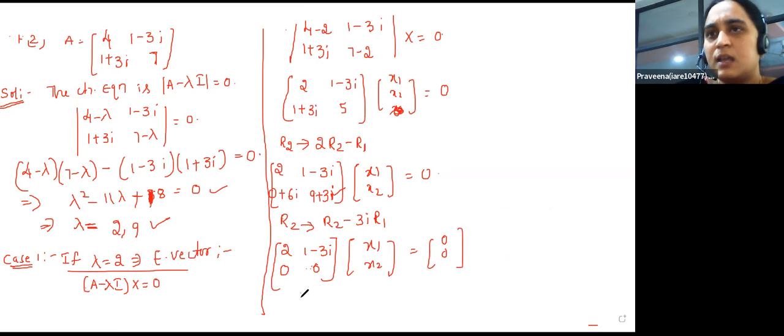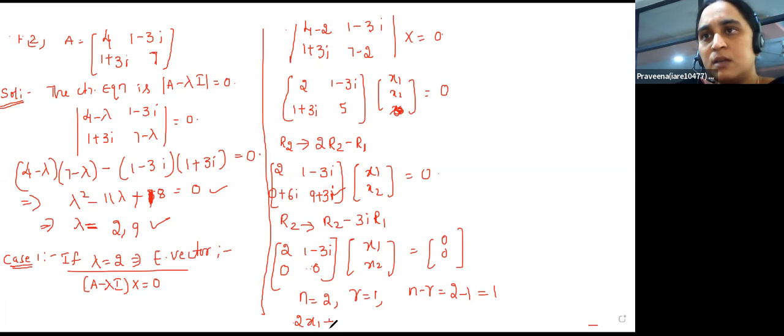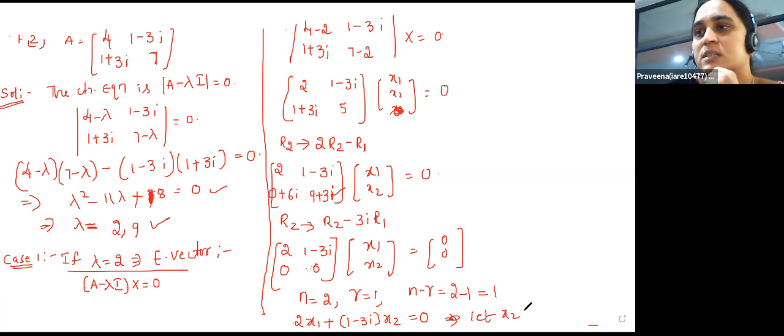From that, here the number of unknowns is 2 and the number of non-zeros is 1. For that, n minus r is equal to how much? 2 minus 1 is equal to 1. Let us take one variable as an arbitrary constant. Now write down the equations from the given matrix. That is 2x1 plus 1 minus 3i into x2 is equal to 0, right? For that, let us take one variable. Which one is the arbitrary constant? Let us take x2 as k.